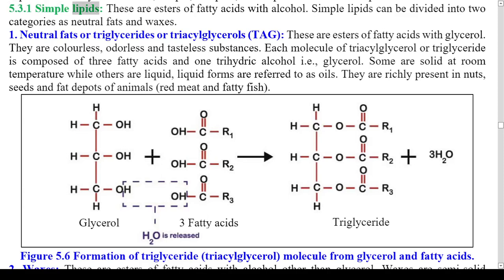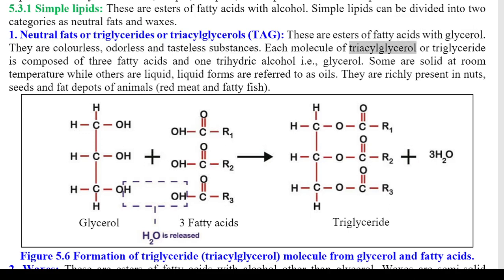5.3.1 Simple lipids. These are esters of fatty acids with alcohol. Simple lipids can be divided into 2 categories as neutral fats and waxes. 1. Neutral fats or triglycerides or triacylglycerols, TAG. These are esters of fatty acids with glycerol. They are colorless, odorless, and tasteless substances.